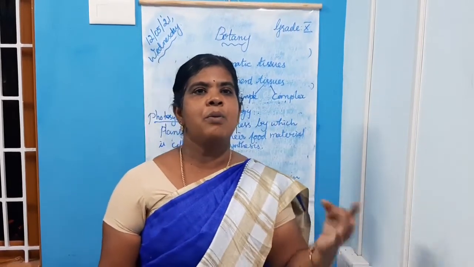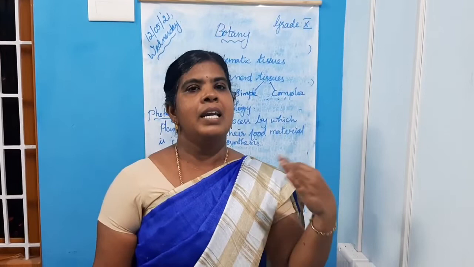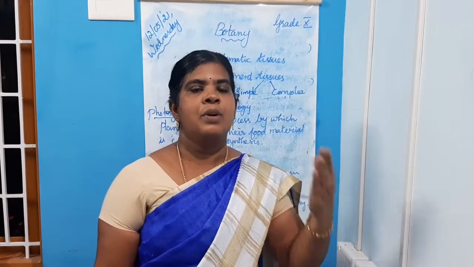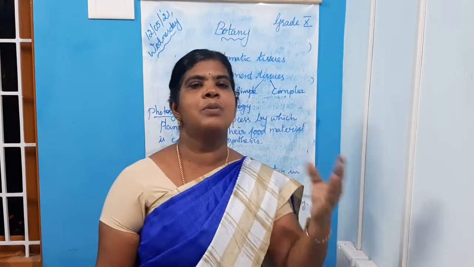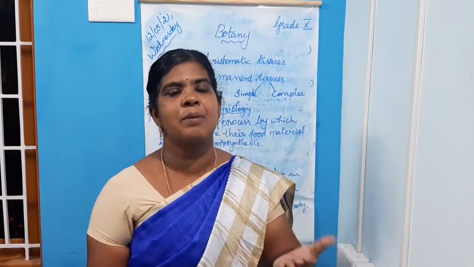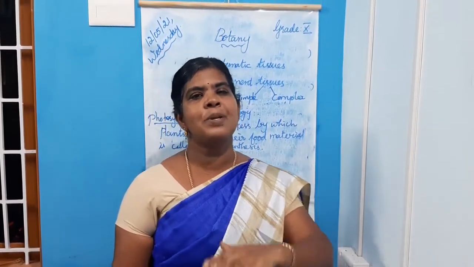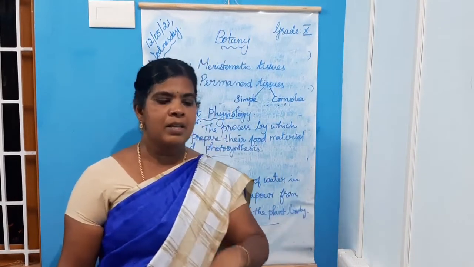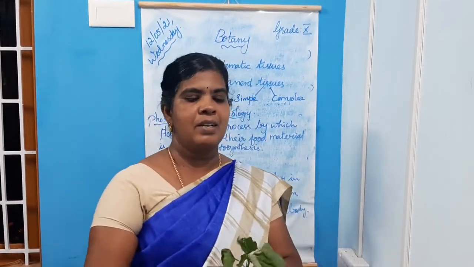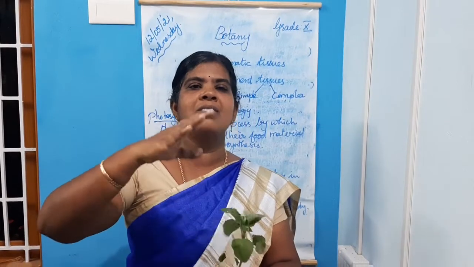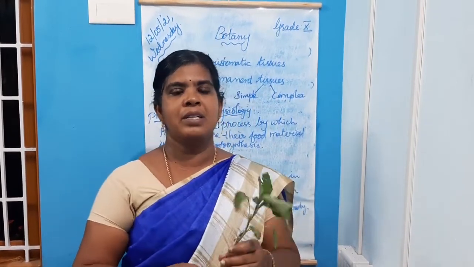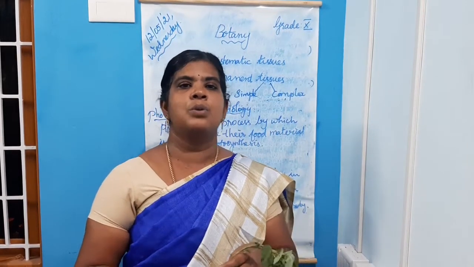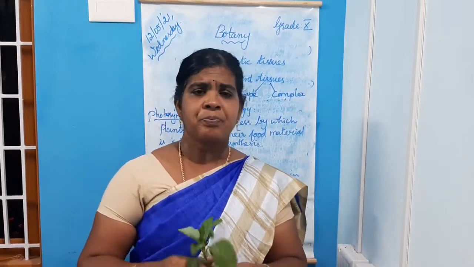Then you must know about our environment and the biotic and abiotic components found in it. What is biotic? Living. Abiotic? Non-living. You must know the parts of a plant. What is the root system? The part of a plant which grows below the soil level is the root system. The part which grows above the soil level is called the shoot system. You must know the parts of the shoot system and the root system.